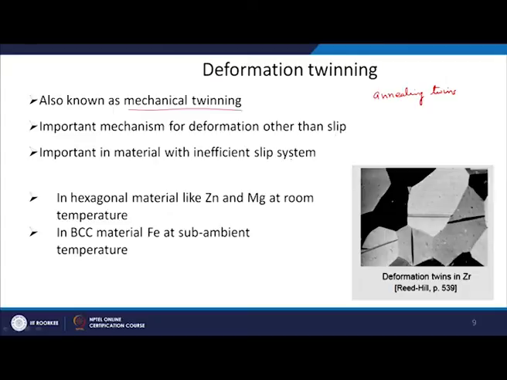This is another deformation mechanism where you can have a deformation in some material. Actually, these materials are those which have inefficient slip systems. If you remember when we were discussing slip systems, we said FCC is a very efficient system for slipping. It has 12 close-packed planes and close-packed directions, a combination of 12 slip systems, and all 12 have close-packed planes and close-packed directions, which is what we want.